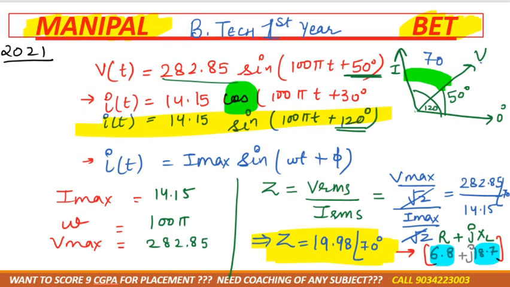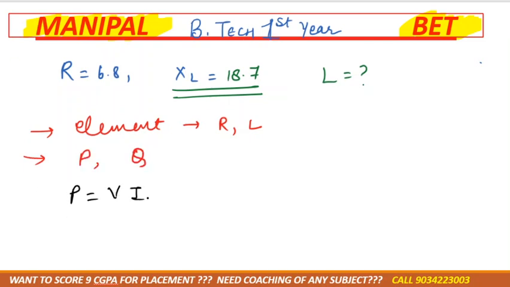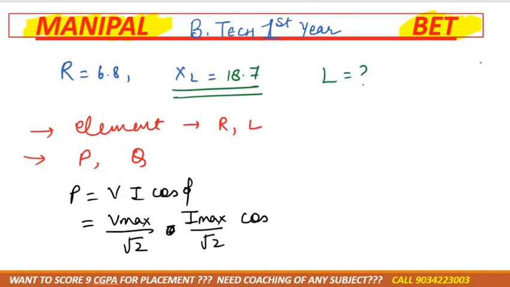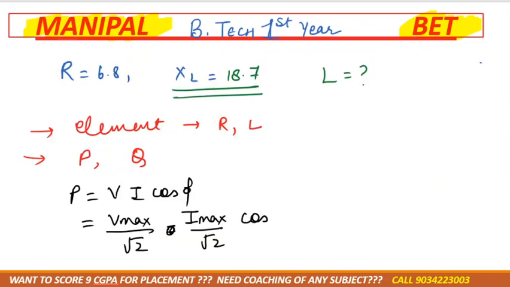Whenever they give you an equation kind of question, they'll ask you the elements. Elements means they can ask you the R and L value. And in this question, they ask you the active power and the reactive power. So the active power formula is VI cos phi, right? V is how much? V max by root 2, because we need to calculate RMS. Then I is how much? I max by root 2. Cos phi is how much? Phi we have already calculated, as I told you, the angle of impedance is phi. So we can get the value of P and we can get the value of Q, right?